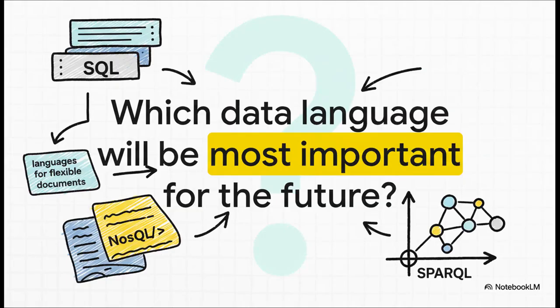Which brings us to one last big question to think about. We started with languages that think in simple lists. Then we got languages that think in flexible documents. And now we have a language that thinks in relationships. As our world gets more and more connected, and as AI gets smarter and needs to understand not just facts, but how those facts relate to each other, which of these ways of speaking to data do you think is going to be the most important one to know?